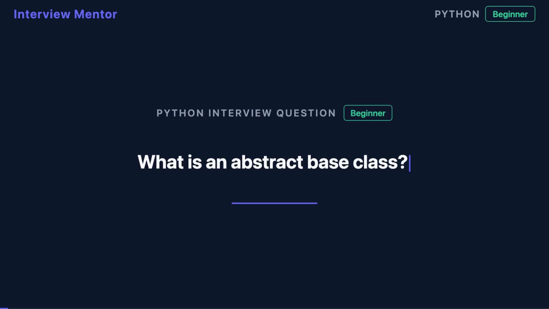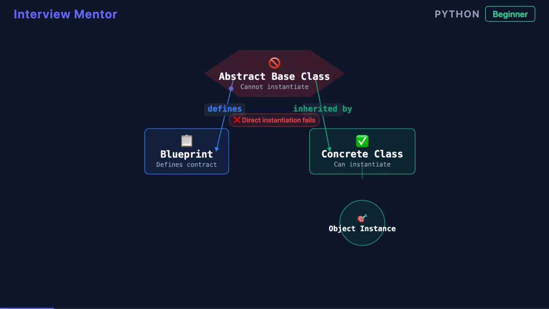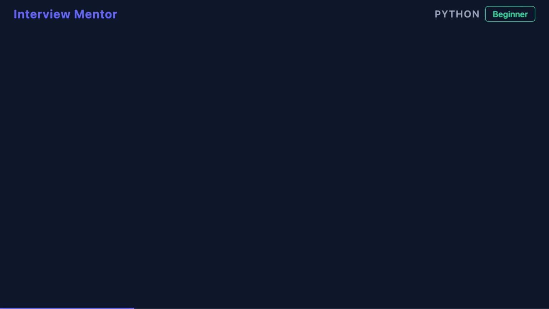What is an abstract base class? Many developers try to instantiate them directly, which always fails. Let's understand why. An abstract base class, or ABC, is a special type of class that cannot be instantiated directly. Think of it as a blueprint that's intentionally incomplete. Python will throw an error if you try to create an instance of an ABC. This design is intentional because an ABC exists only to define a contract that other classes must follow.